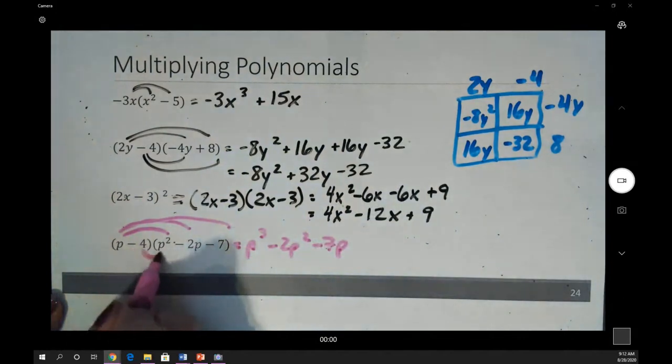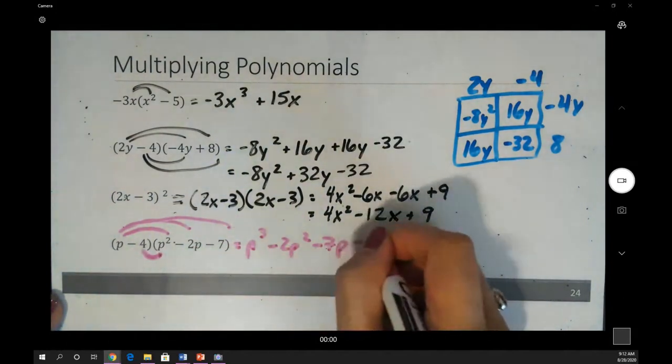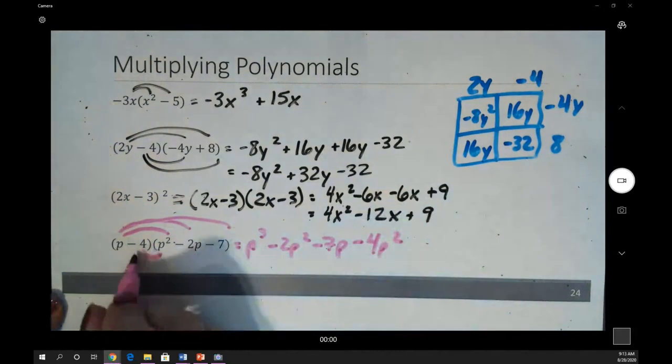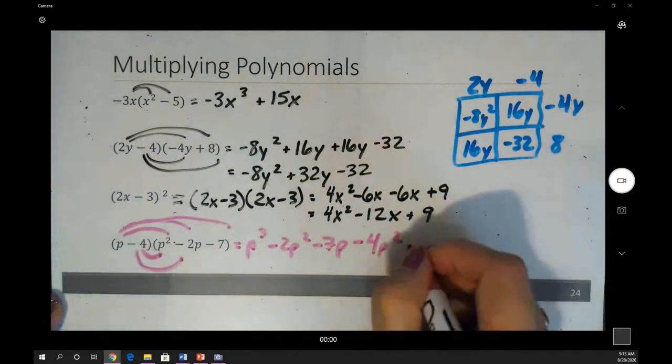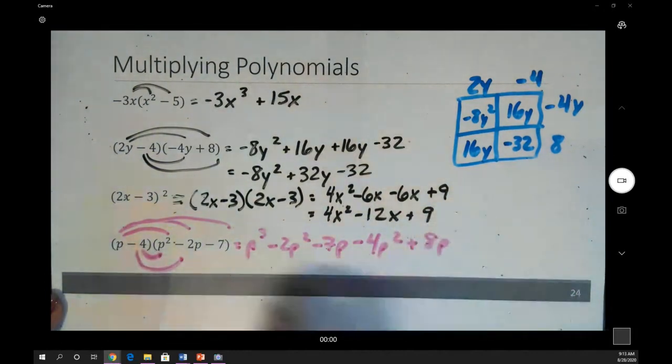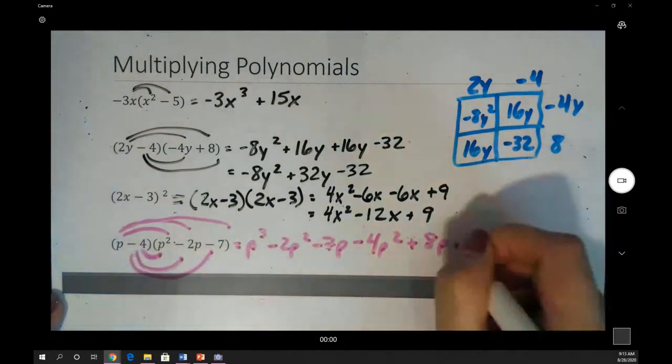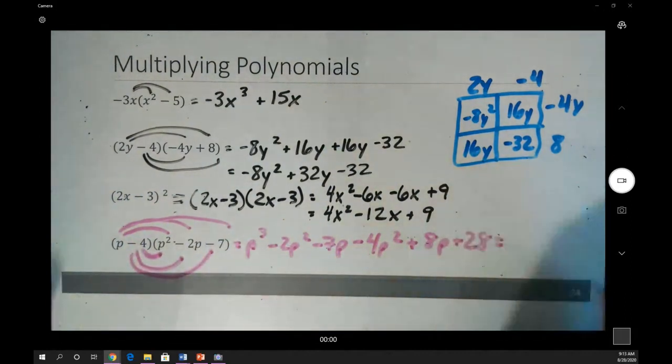Now I have my negative 4. Negative 4 times p squared is a negative 4p squared. Negative 4 times negative 2p is a positive 8p, and negative 4 times negative 7 is a positive 28.